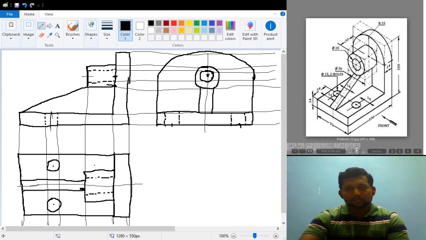Okay, so with this we have completely finished the solution for this particular isometric view problem. I hope you understood this one. Try to practice this by freehand, or if possible practice all these problems with a drafter. Because in the end examination you have to do it with the drafter only. So it is better to always practice with the drafter.